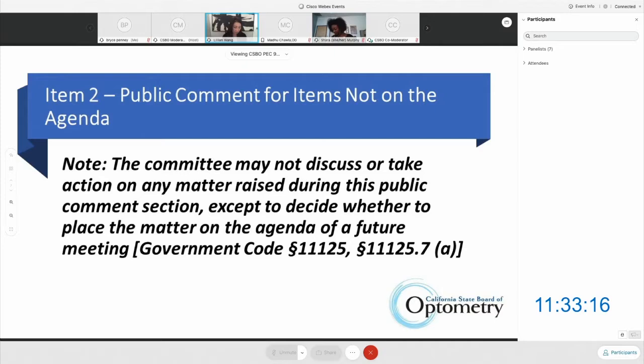I have opened up the Q&A panel for you. So if you would like to enter a public comment on this item, go ahead and click on the Q&A button at the bottom right of your screen. Type into the comment box, I would like to make a comment, and then send it to all panelists. I will go ahead and pause and give you a moment to use this feature.